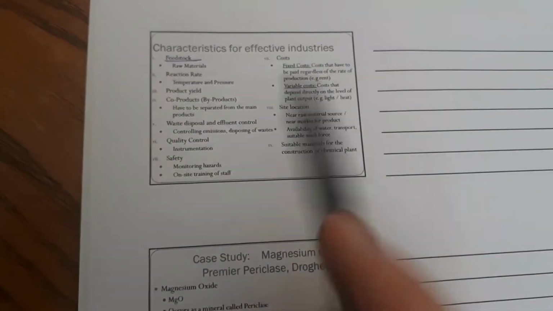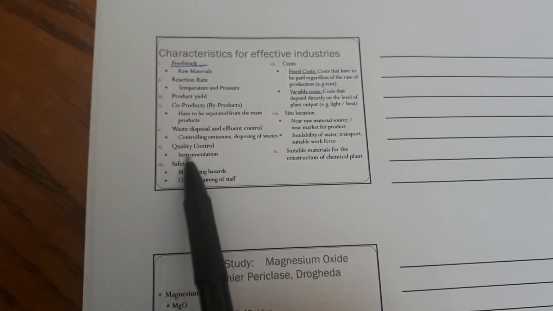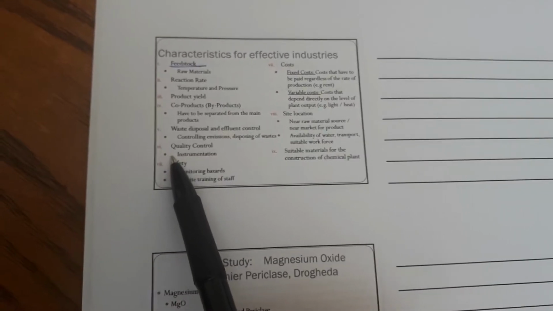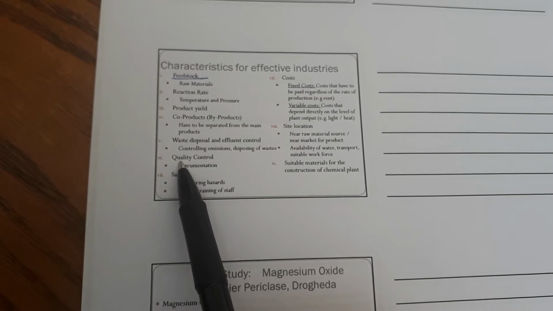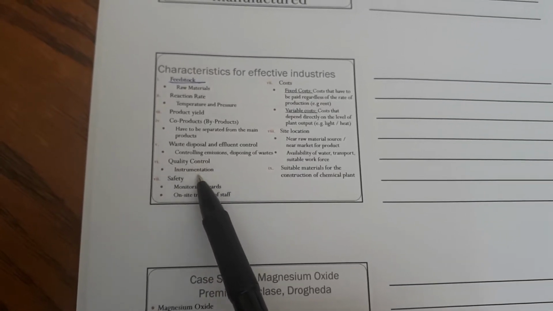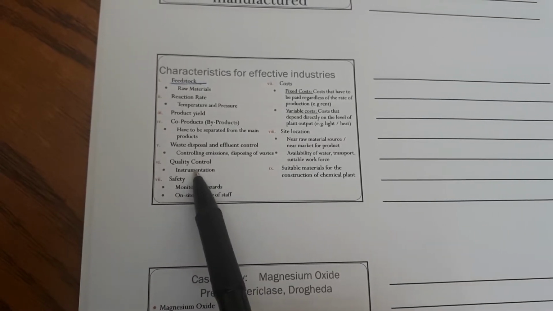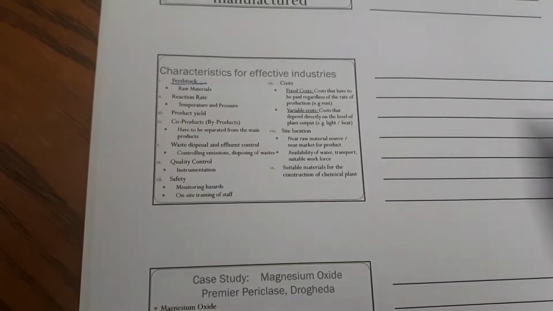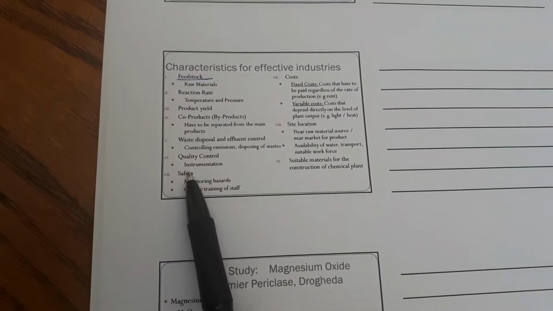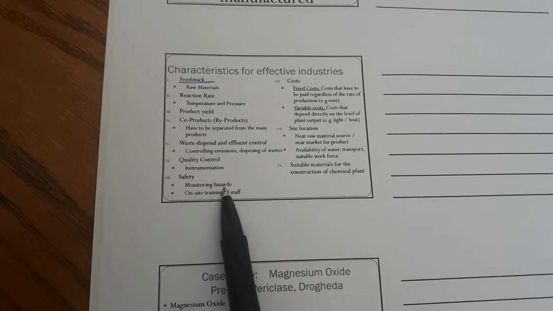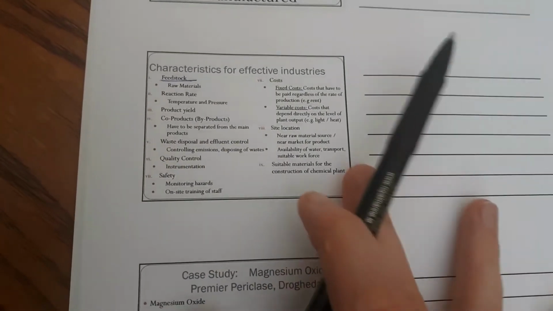Quality control. Okay, so how pure is a substance? How pure does it have to be? And within that, you'd use instrumentation. So we've looked at instrumentation and the likes of infrared spectrometry, atomic absorption spectrometry. So some of those would be used to determine the quality of the product. Okay, then you obviously have your safety. So how do you monitor your hazards? And then how do you train the staff in order to cope with those hazards?